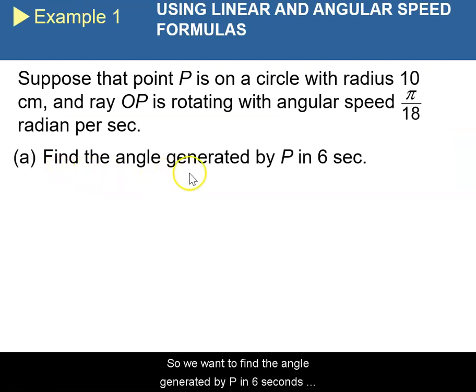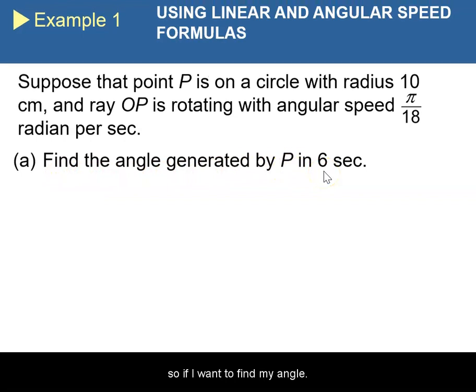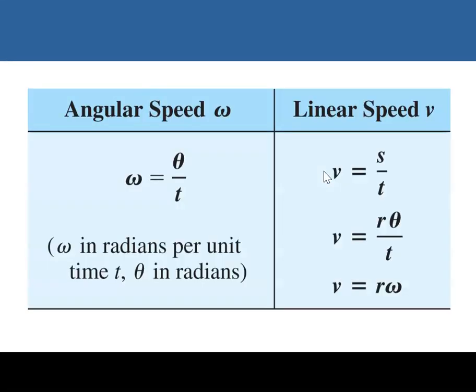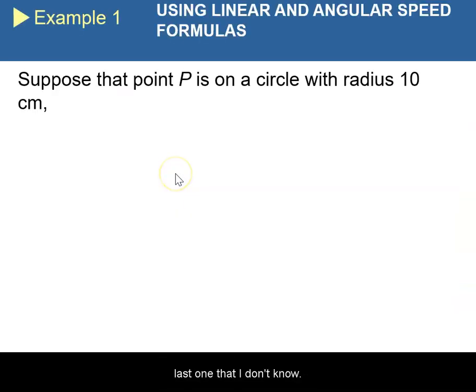So we want to find the angle generated by P in 6 seconds. If I want to find my angle, what should I use? Should I use my angular speed formula or should I use my linear speed formula? Probably angular speed, because angular speed is given to me, known, right? So I can just say angular speed is this. I have my unit time that they're going to give me, and I can now have two things that I know, and I can solve for the last one that I don't know.